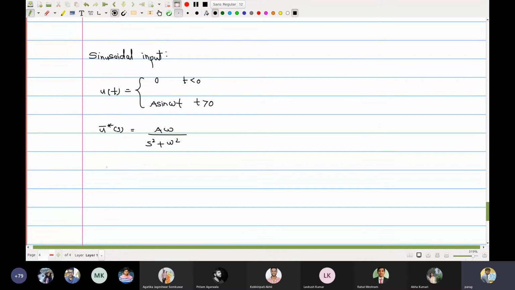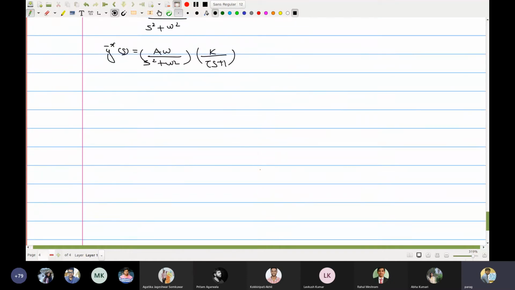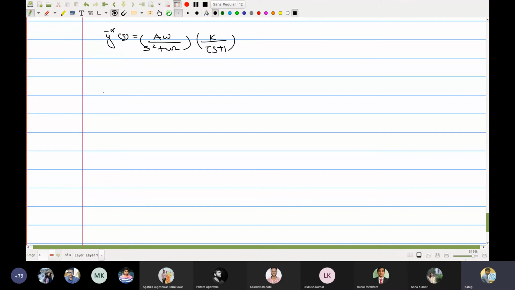So therefore, what will you do? You will have Y of s equal to A omega over s squared plus omega squared, times K over tau s plus 1. Fine. And again, I'm sure you can do it with partial fractions and find the final output. I'm writing down the expression directly. If you have any doubt in deriving it, please reach out to me.